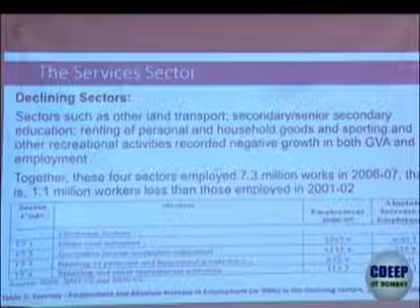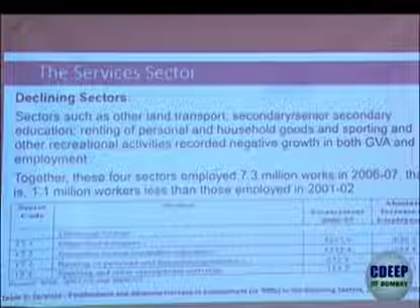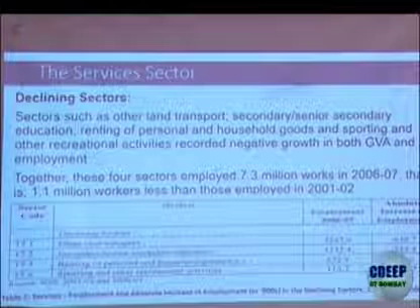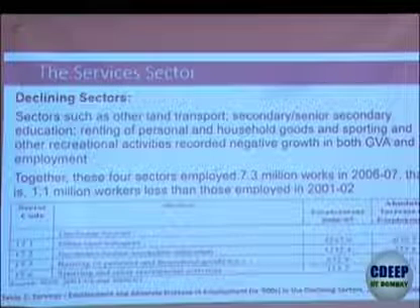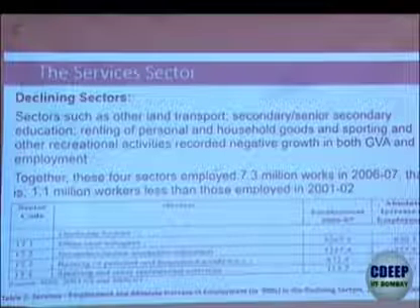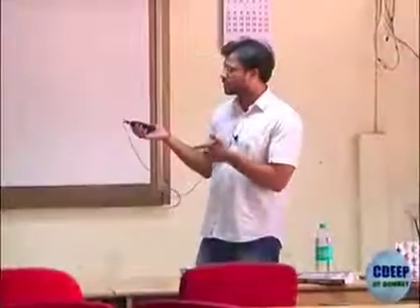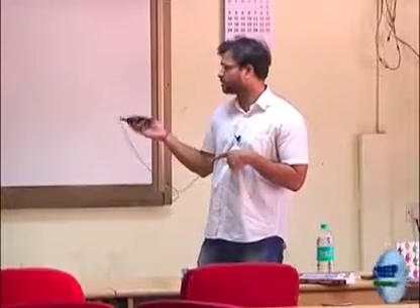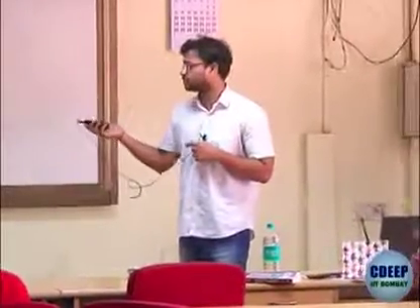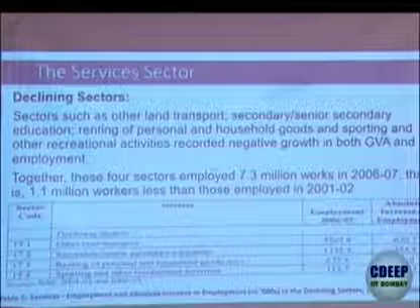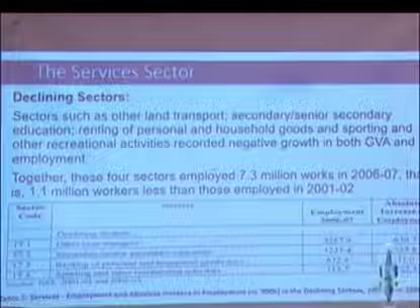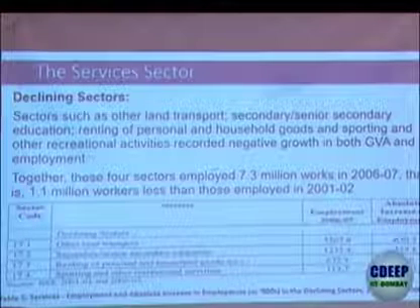Next slide. There are a few declining sectors as well, where the unorganized sector growth rate is negative. Sectors such as land transport, secondary and senior education, and renting of personal households show negative growth in both gross value added and employment. Together, four sectors employed around 7.3 million workers in 2006-07, which is 1.1 million workers less than were employed in 2001-02. The four sectors we are referring to include other land transport, where there is an absolute decrease of 630.7, and secondary and senior education, where there is also a decrease.